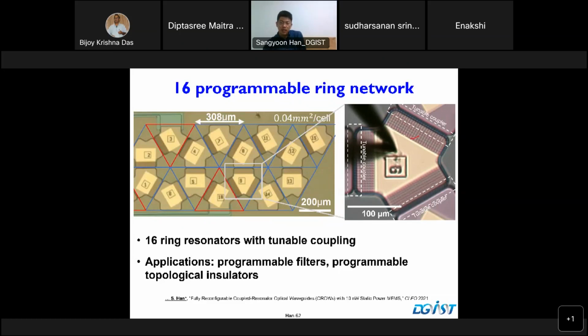As you can see, this is a video. This is the tunable coupler moving up and down. We apply voltage on and off slowly, and we recorded it with video. Basically, we have 16 cells. Again, this doesn't have a phase shifter, so it's not a complete programmable photonic circuit, but this is the early version of our device based on MEMS.